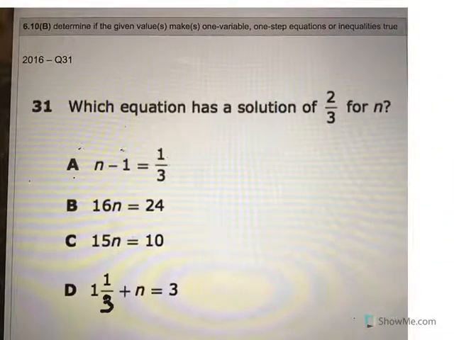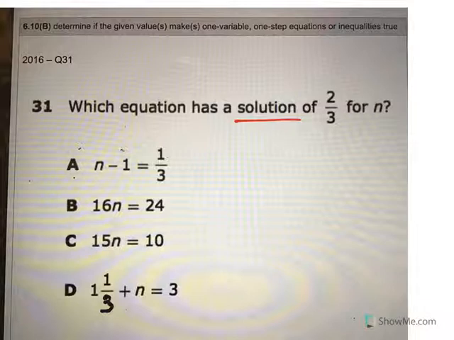All right, on our next problem, which equation has a solution of 2/3 for n? Now, when we look at solution, that means an answer of 2/3 for n. So again, we're going to need to solve each of these and figure out which one, once we've solved it, would actually give us a solution of 2/3.